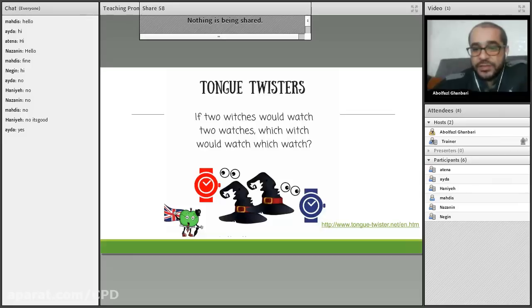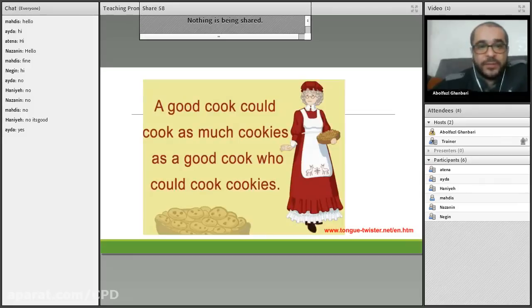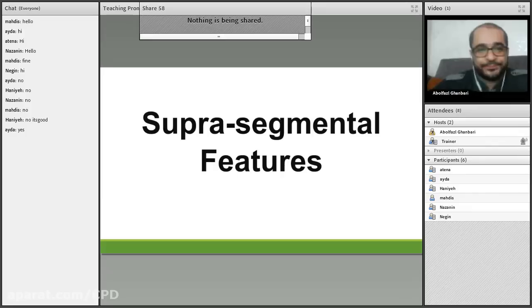You can find tongue twisters on this website. Or for example, a good cook could cook as much cookies as a good cook who could cook cookies. Yeah? We can read it? Anya, I can. May I? Yes. A good cook could cook as much cookies as a good cook who could cook cookies. Yeah. Very good. The next one.